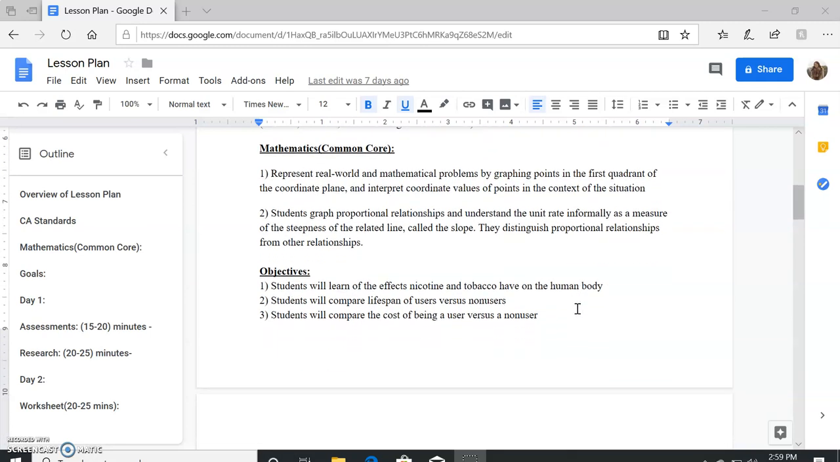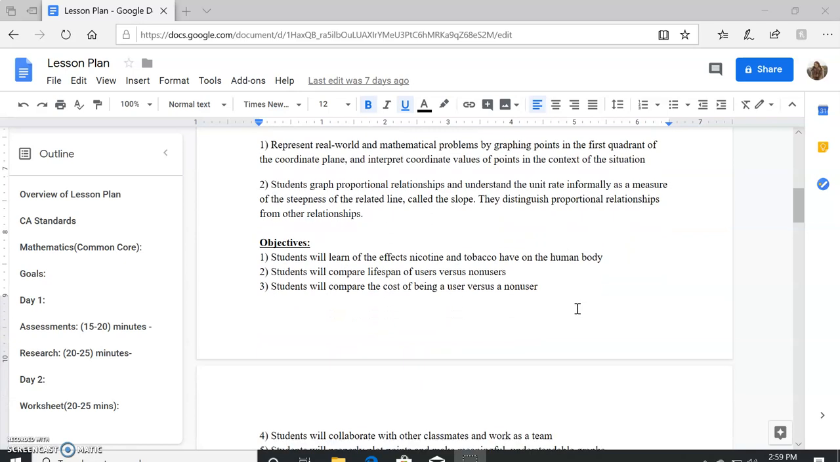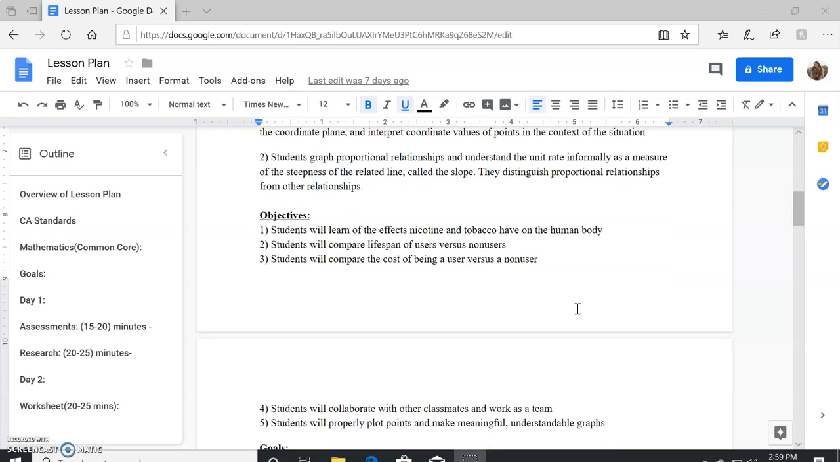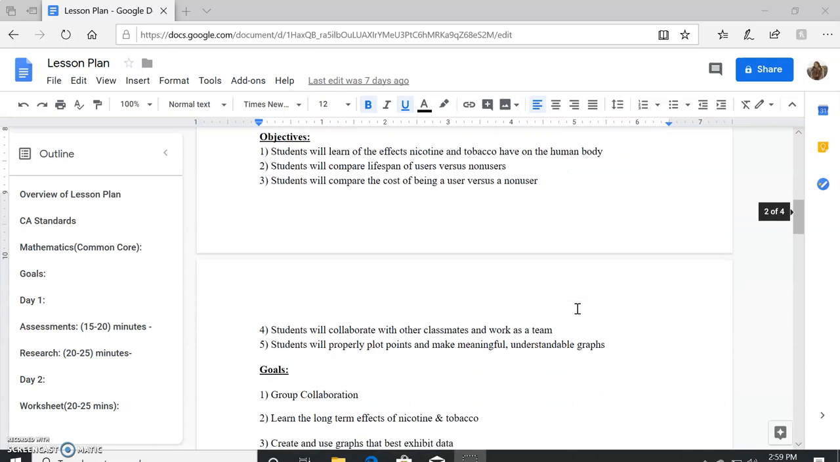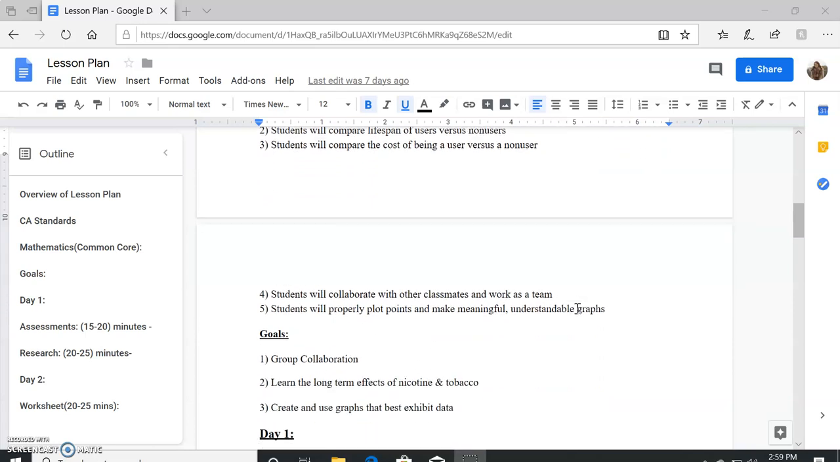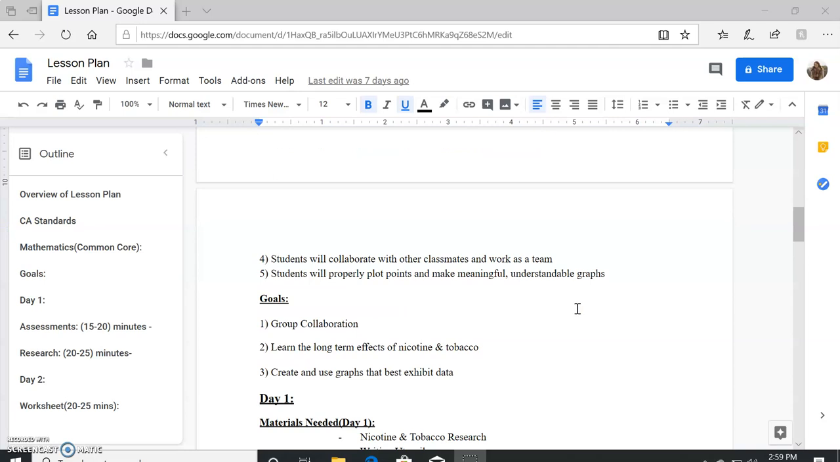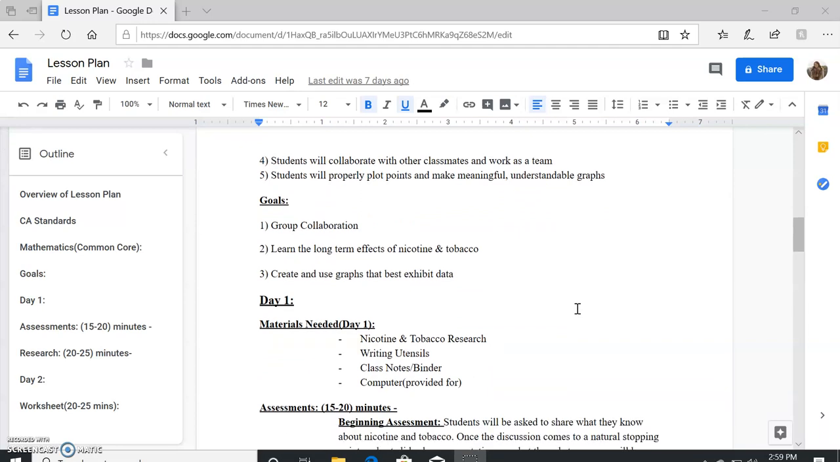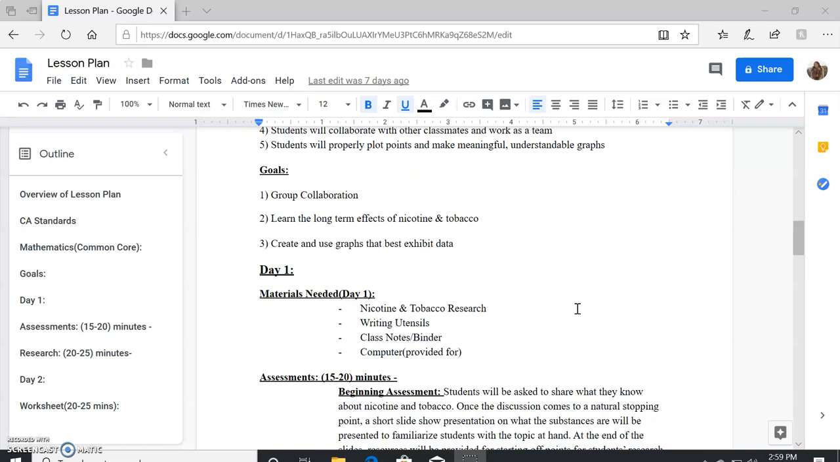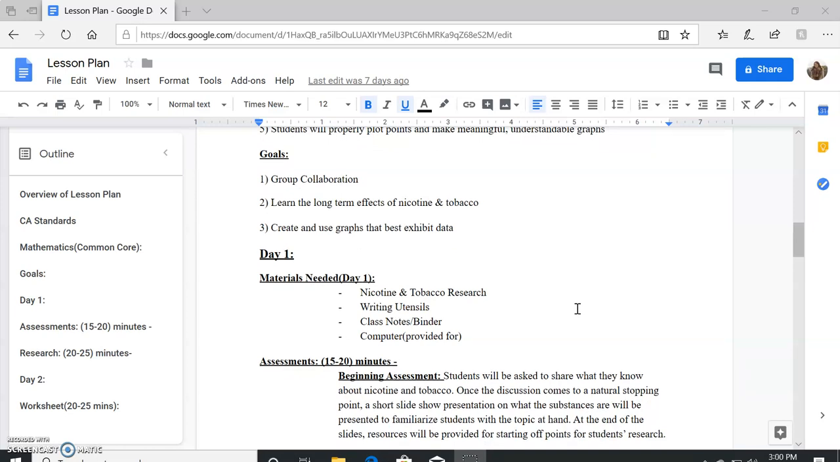The objectives for today: students will learn of the effects nicotine and tobacco have on the human body. Students will compare lifespans of users versus non-users. Students will compare the cost of being a user versus non-user. Students will collaborate with others, work as a team, and students will properly plot points and make meaningful, understandable graphs. And then the goals are working as a group, learning the long-term effects of nicotine and tobacco, and creating useful graphs that best exhibit the data.